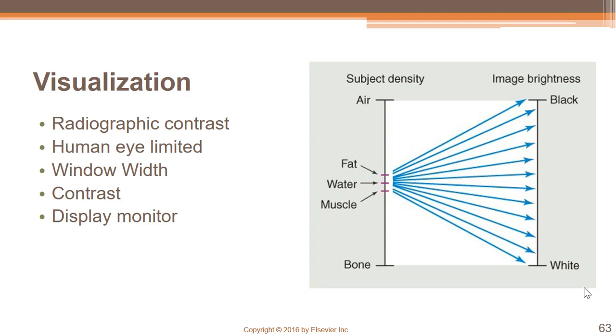So a narrow window width decreases the range, and that increases contrast. So this right here is going to be black and white, but this one out here is going to have a wider range, and it increases it so you get more shades of gray. Window level controls brightness, WLB. Window width controls contrast, WWC. Just keep those in mind.